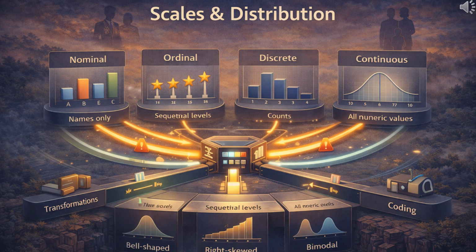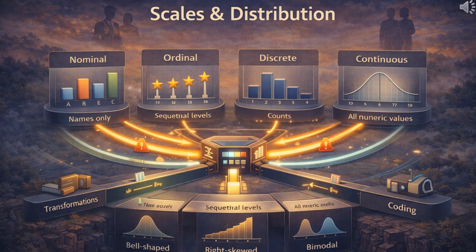The key point is that transformations change the scale you are modeling on, and that changes how results must be interpreted later. Transformations can also be applied through model choice, rather than literally changing the data. For example, if a positive continuous outcome is skewed, you can use a generalized linear model with a gamma distribution and a log link, which effectively treats relationships on a multiplicative scale without needing to manually transform the outcome.